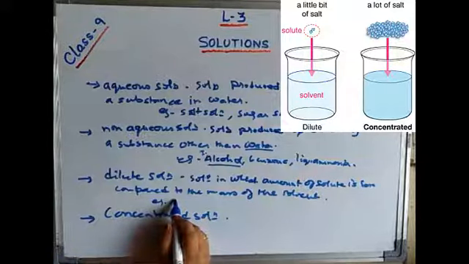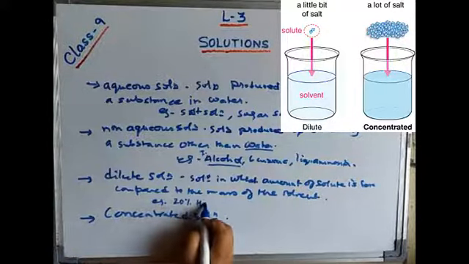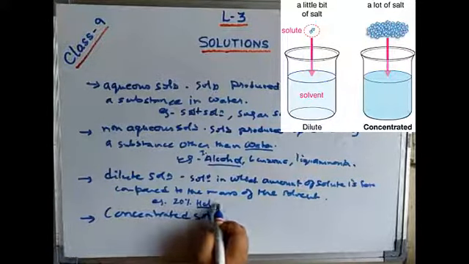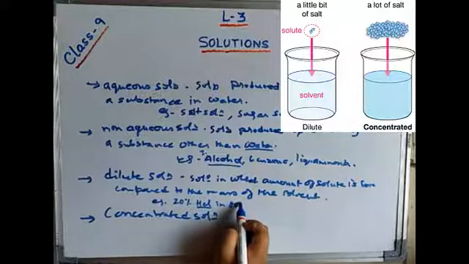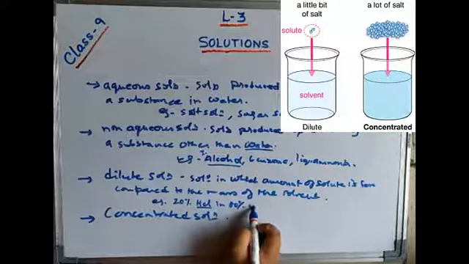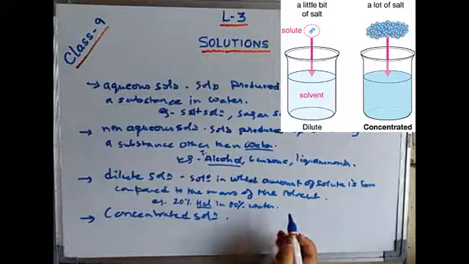That is, 20% HCl means 20% will be HCl, that is hydrochloric acid, and the rest 80% is what? Water. So I can say it is a dilute solution of HCl.